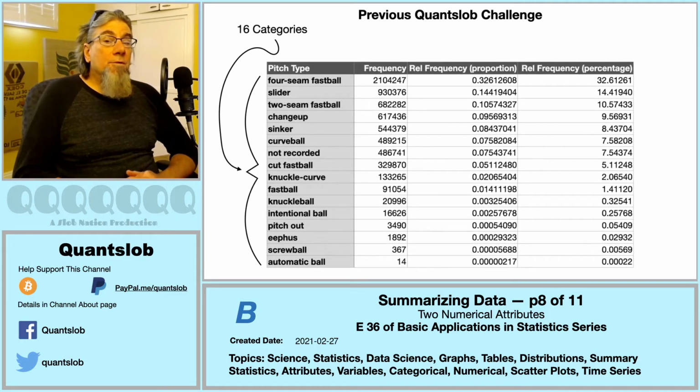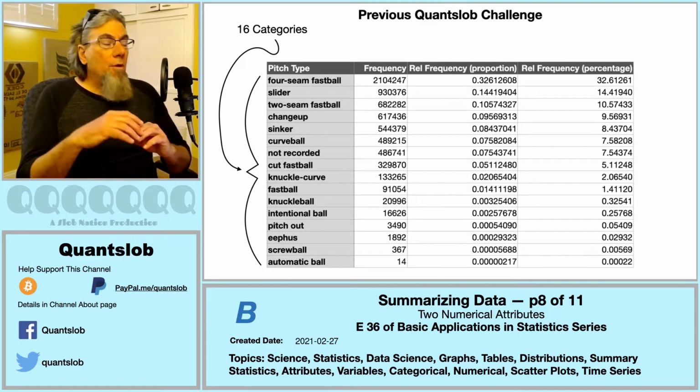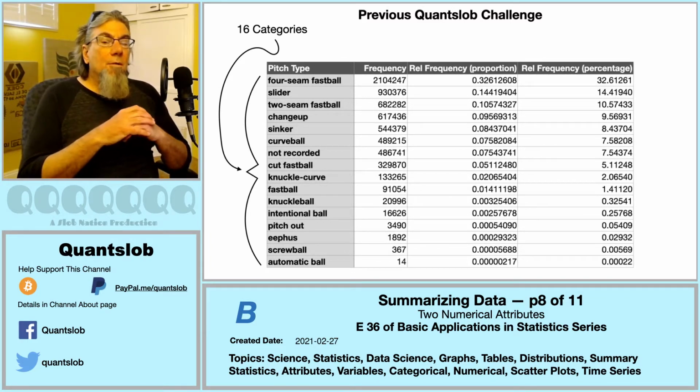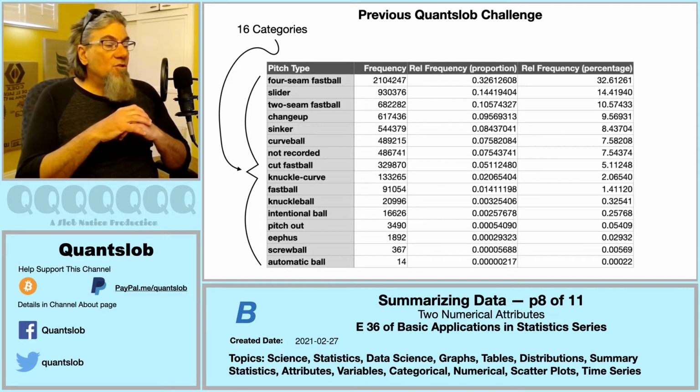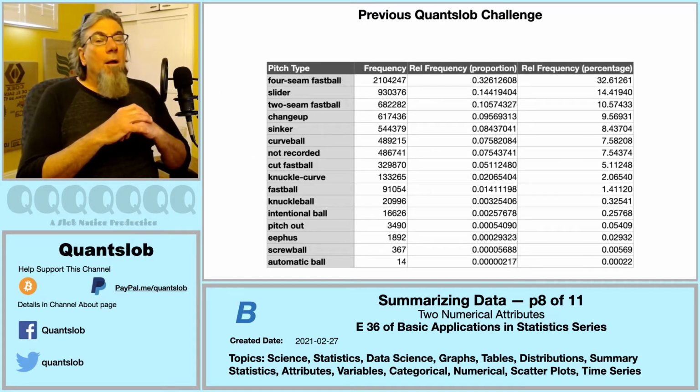Very first piece of business right from the get-go. Let's take a look at our previous QuantSlob challenge. So, question. How might we visually display the bivariate relationship between pitch velocity and our original pitch type attribute?